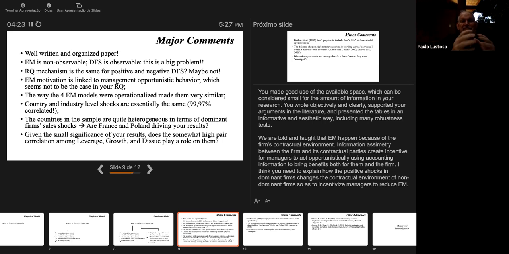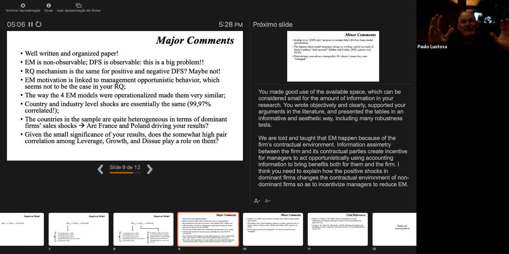Now, I will make some considerations about the contents of your paper. So the first question is, earnings management is a non-observable variable. We do not observe earnings management directly, only indirectly by the models that we develop for this. And dominant firm shock is observable. So you have an observable variable that you are regressing with a non-observed variable.